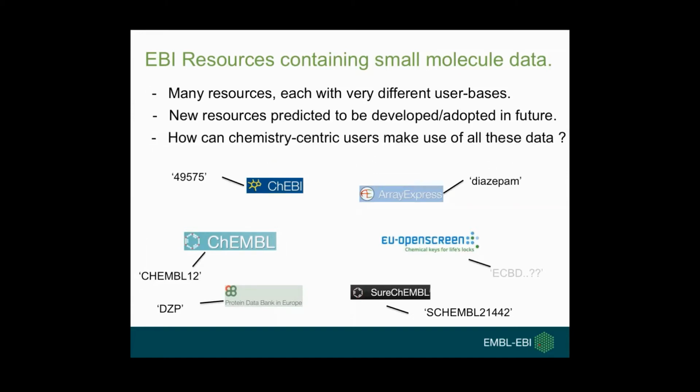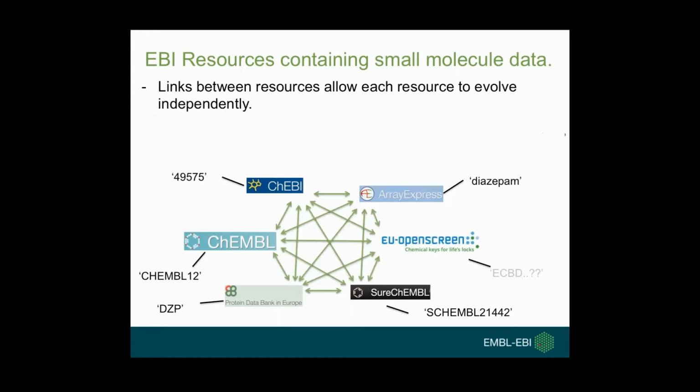So the question really for the chemists approaching the EBI databases is how can a chemistry-centric user make use of all these data? How can they search for them? Well, an obvious way would be to accumulate all of the information into one large database, which is clearly an impractical way to proceed and would involve a large maintenance burden. So instead, we've decided at the EBI that these resources should remain independent and be allowed to evolve independently, and that links, hyperlinks, should exist between them.